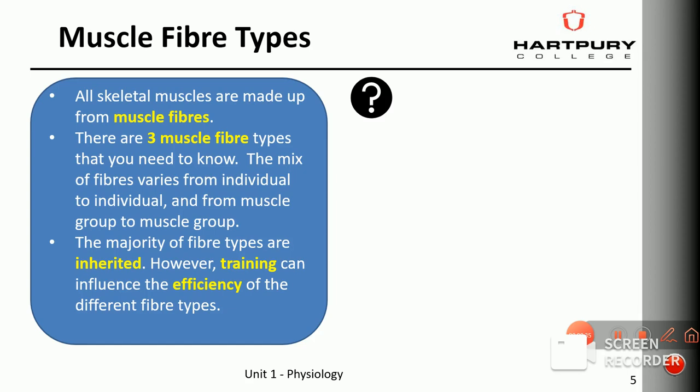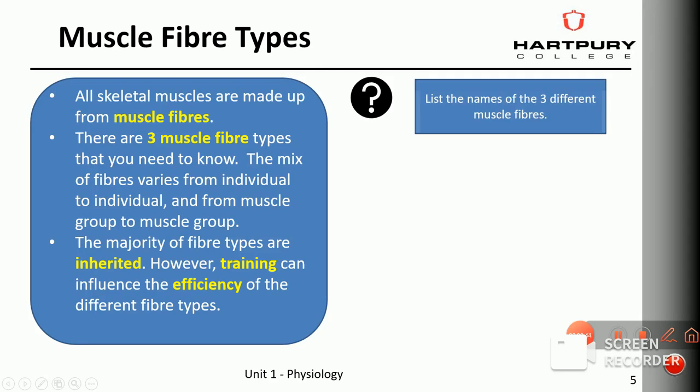So the majority of muscle fibre types are inherited, however we can train and adapt these, so making them more efficient. So can you list the names of the 3 different muscle fibres? Have a go.